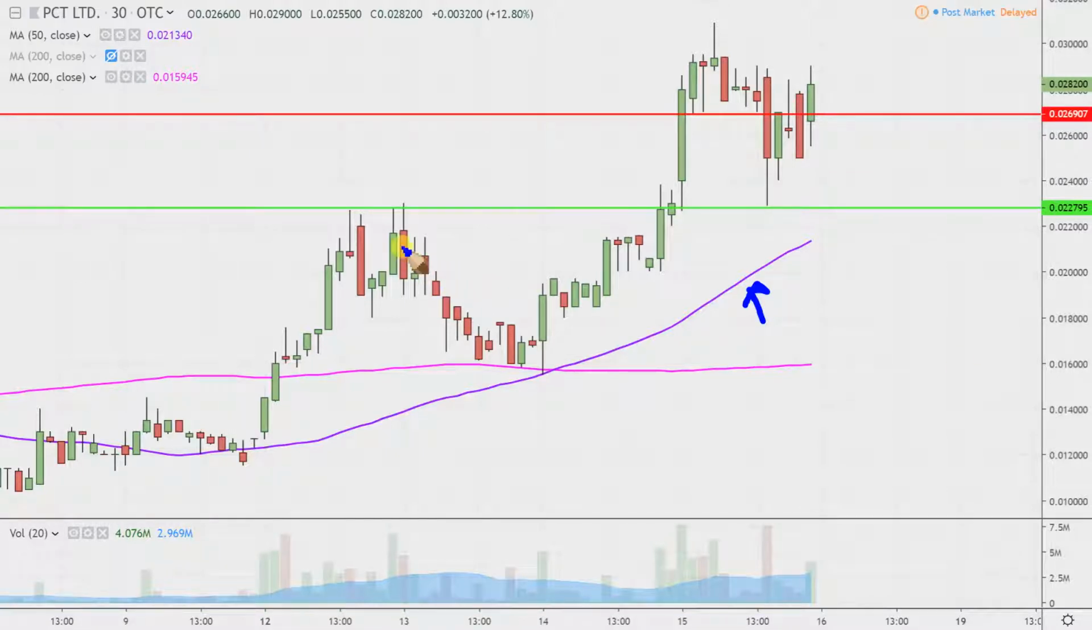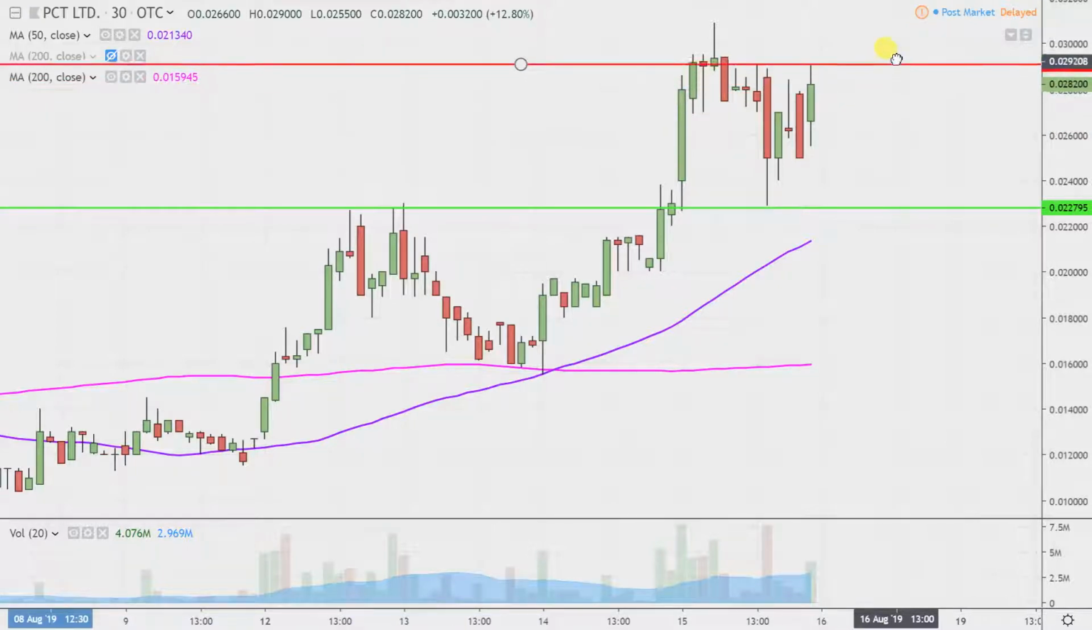Nice recovery, meaning from the pullback there, bounced right off that purple line, and back up it's gone. So again, as far as supports are concerned, 0.023 and then the 50-period moving average. As far as levels of resistance, this level here is still technically a level of resistance. What I'm going to do here, now that we have more data, is just adjust it upwards.